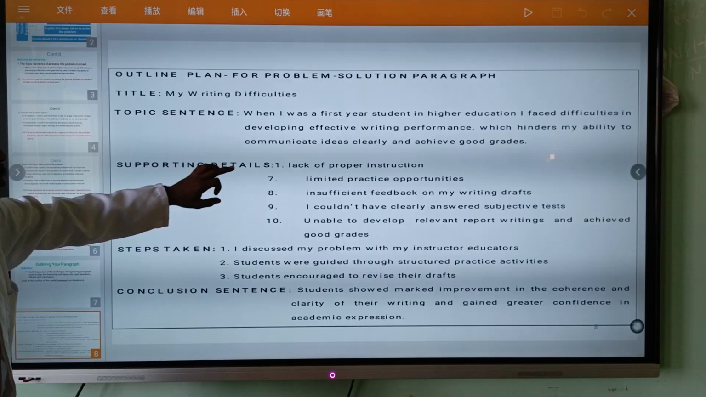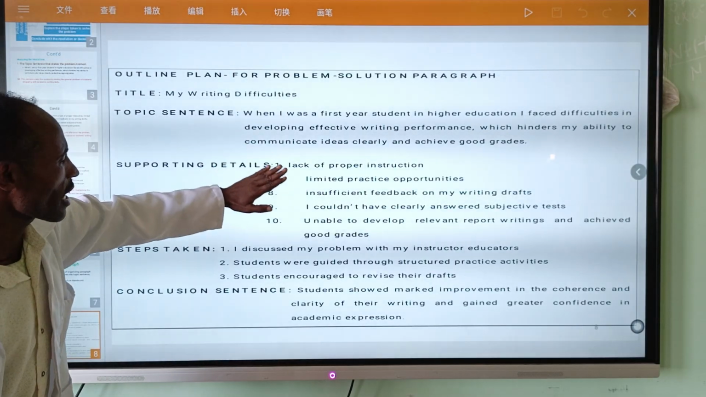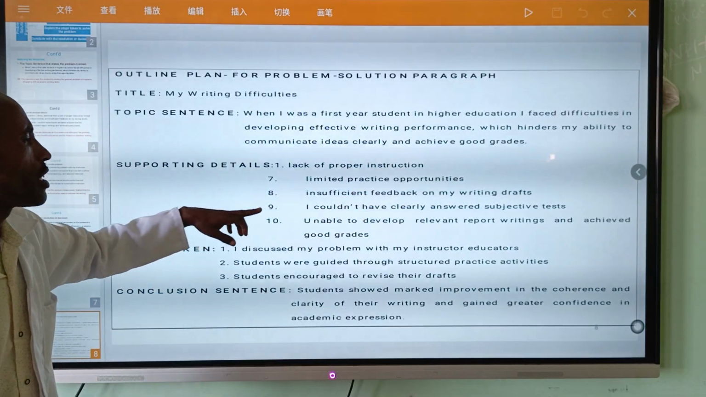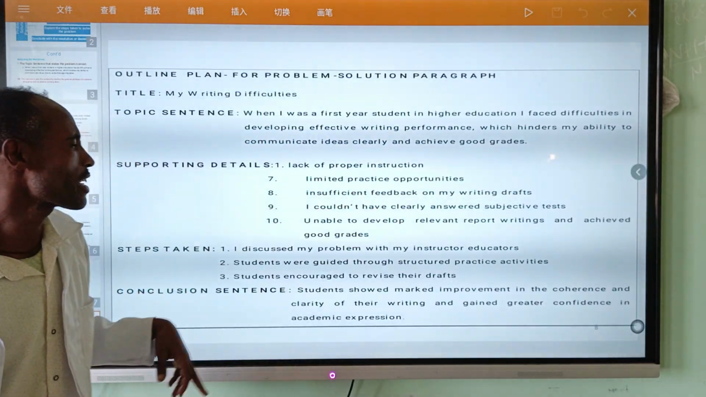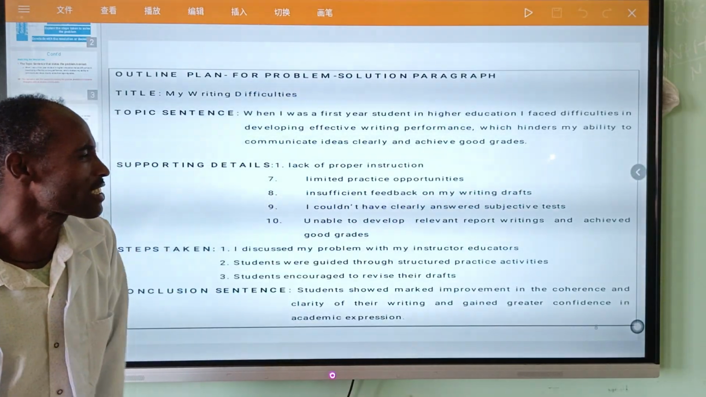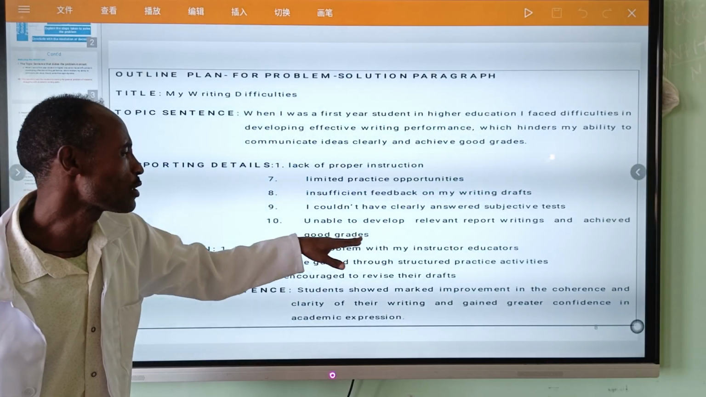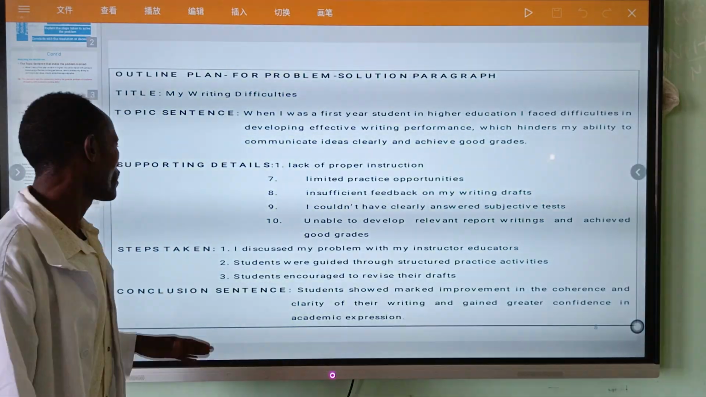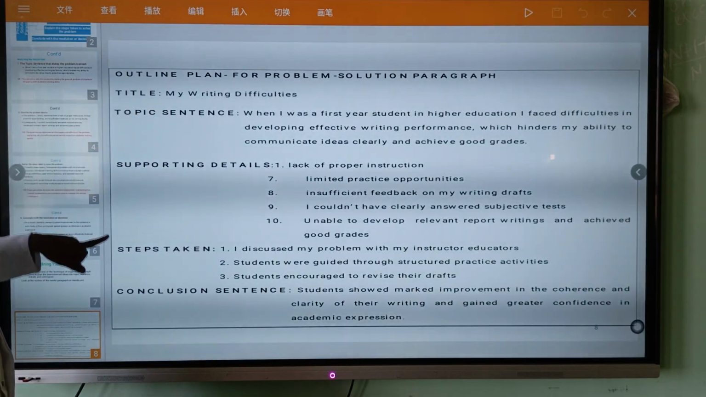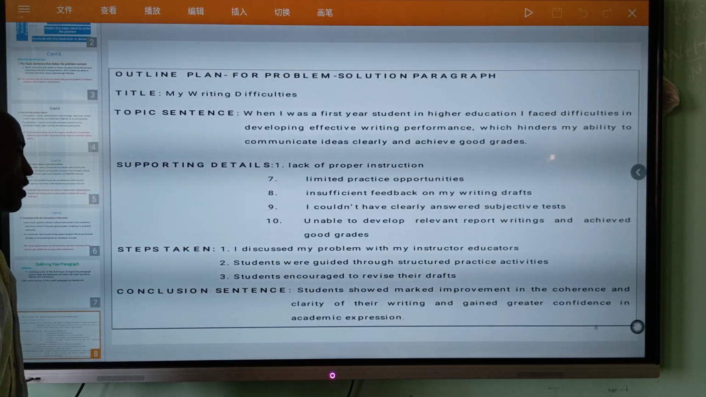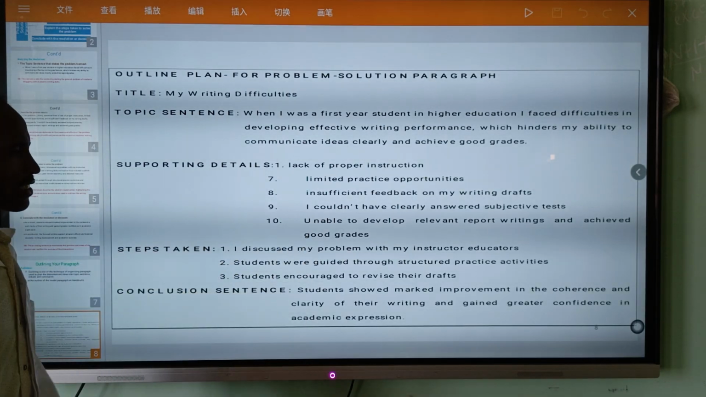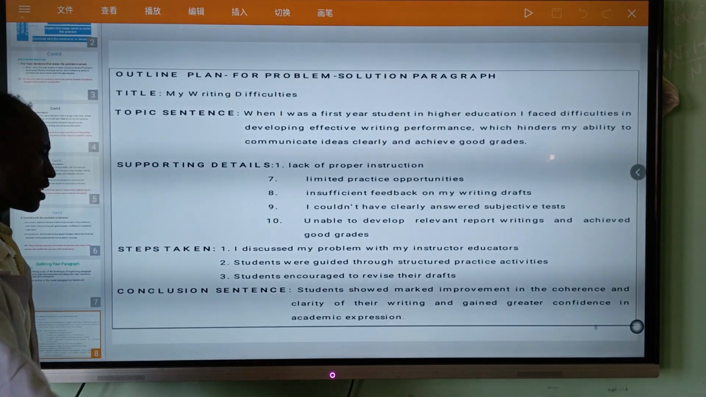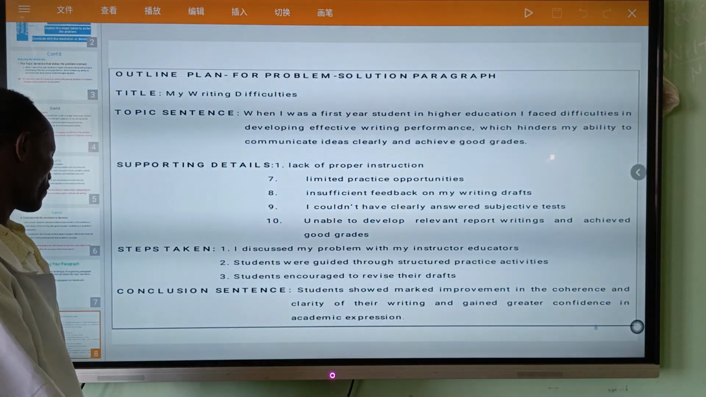Here are also the supporting details that are put down: lack of proper instruction, limited practice opportunity, insufficient feedback on my writing drafts. I couldn't clearly answer subjective tests, was unable to develop relevant reports and writing, and couldn't achieve good grades. These are supporting details. The steps taken to solve the problem: I discussed my problem with my instructor. Students were guided through structured practice activities. Students were encouraged to revise their drafts.